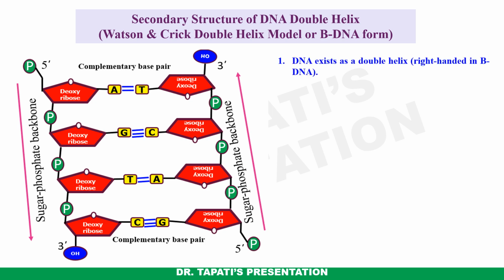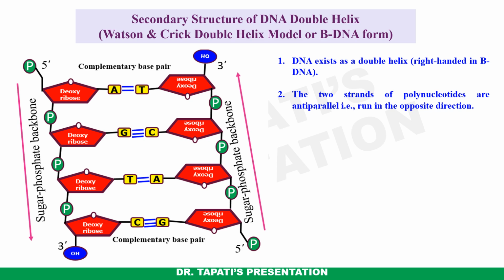It consists of two polydeoxyribonucleotide chains or strands twisted around each other on a common axis. The two strands of polynucleotides are anti-parallel, that means they run in opposite directions. In this case, you can see one strand is from 5' to 3', and another strand is from 3' to 5'. So they are anti-parallel.